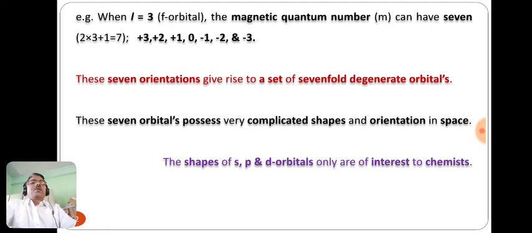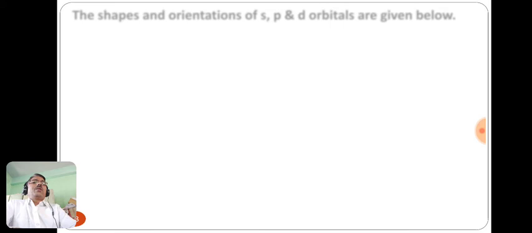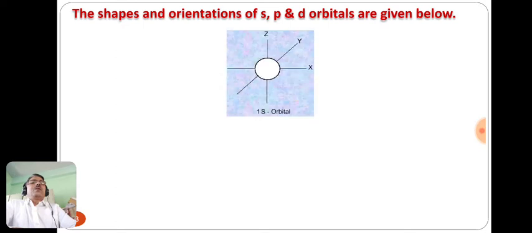and not for the f orbitals. So we have already seen the shapes of s, p and d orbitals. Now let's see again the shapes of s, p and d orbitals. This is the shape of the s orbital, which is spherical, or spherically symmetrical about the nucleus. It is the s orbital.